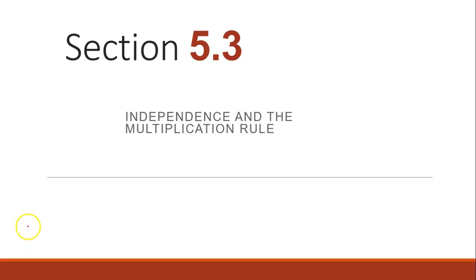Hey statistics class. In this lesson, we're going to be looking at section 5.3 and 5.4. But first, let's look at 5.3. You're going to be looking at independence and the multiplication rule. Let's look at our objectives.